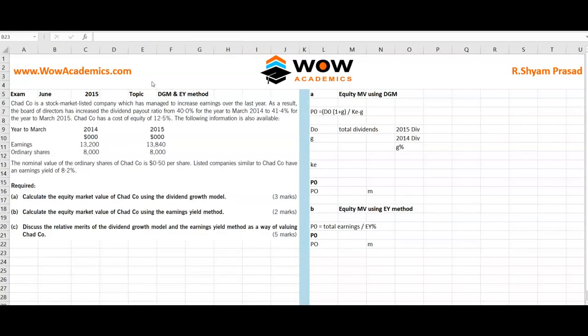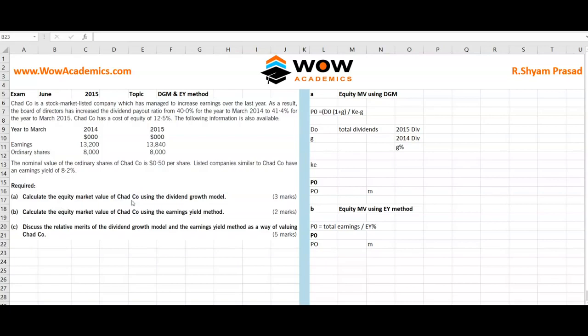So in this question, we are going to discuss the dividend growth model and the earnings yield method. This question was asked in June 2015. So we'll start from the required. There are three required here, and C refers to a theory question. So we will be doing A and B.